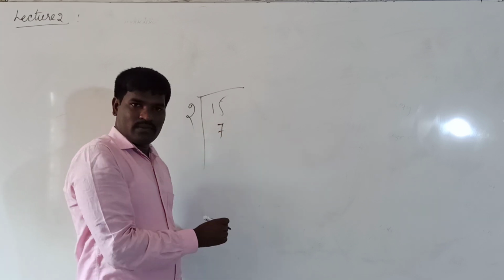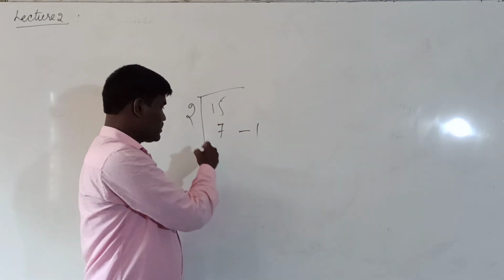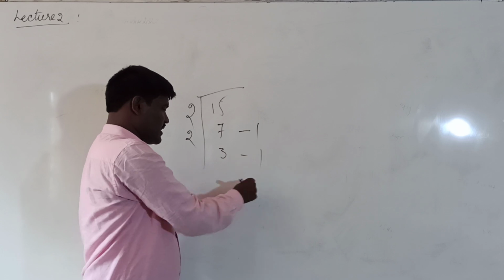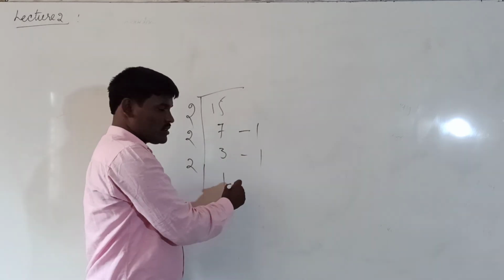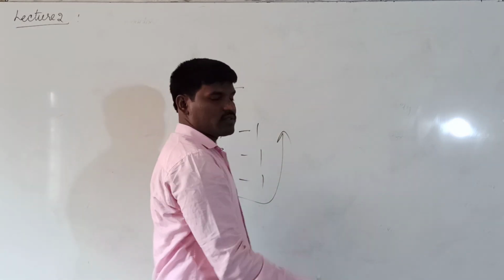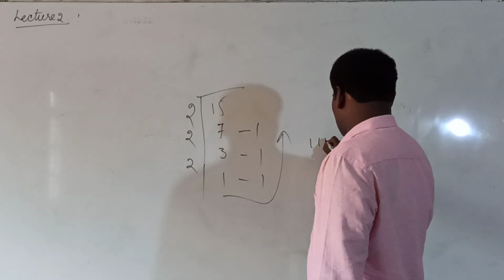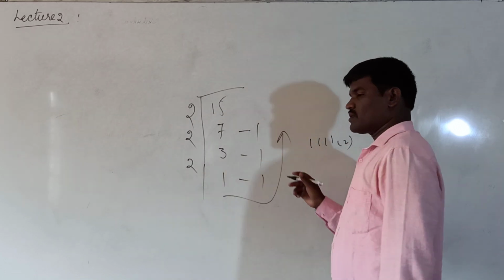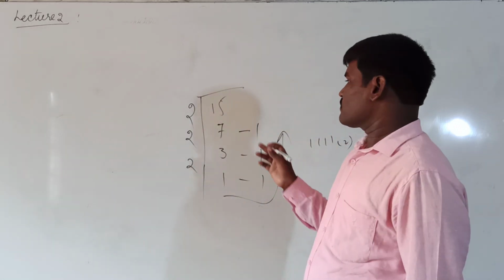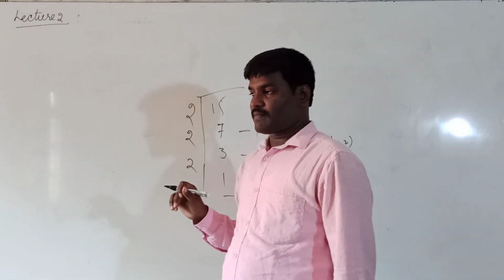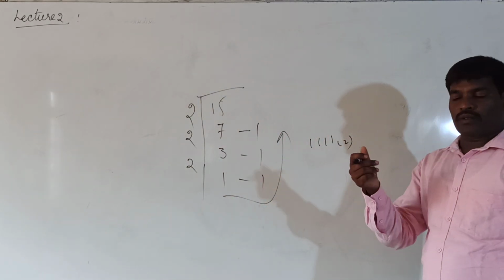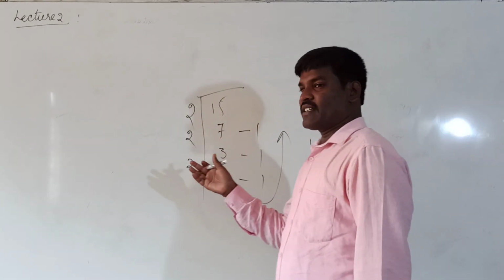2 7s are 14, remainder is 1. 2 3s are 6, remainder is 1. 2 1s are 2, remainder is 1. In the reverse order, we have to write the remainder values, that is 1 1 1 1 base 2. So this is the conversion from decimal to binary. Now we have to convert binary to decimal.